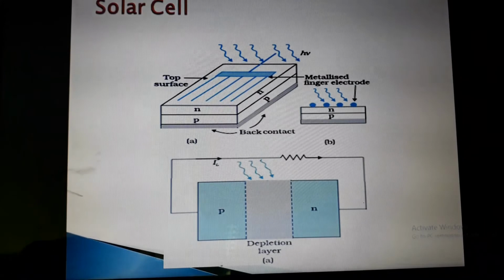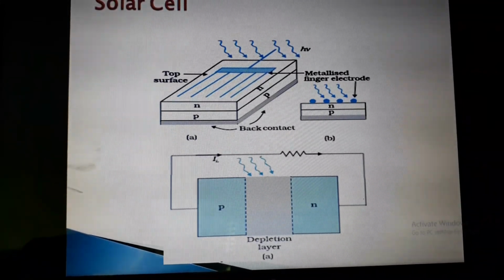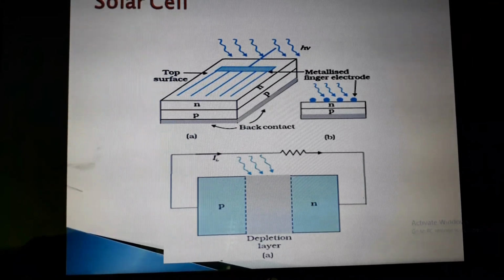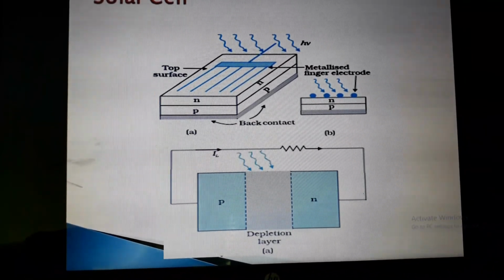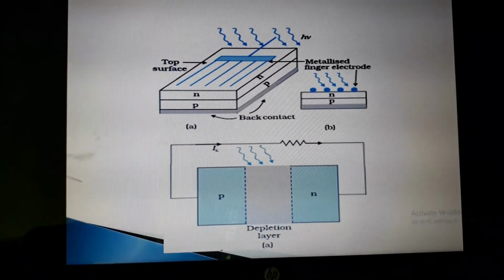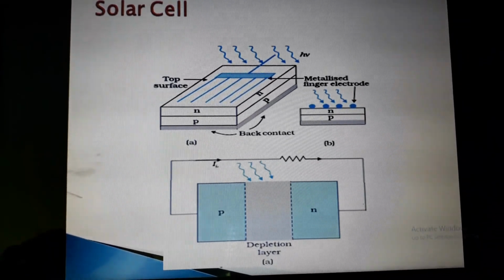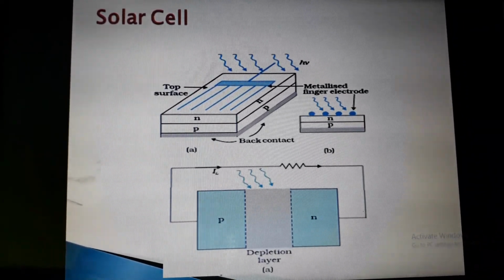Fine. So due to this process, the P side becomes positive and the N side becomes negative. That gives rise to the photovoltage. So this is the basic working principle of the solar cell.